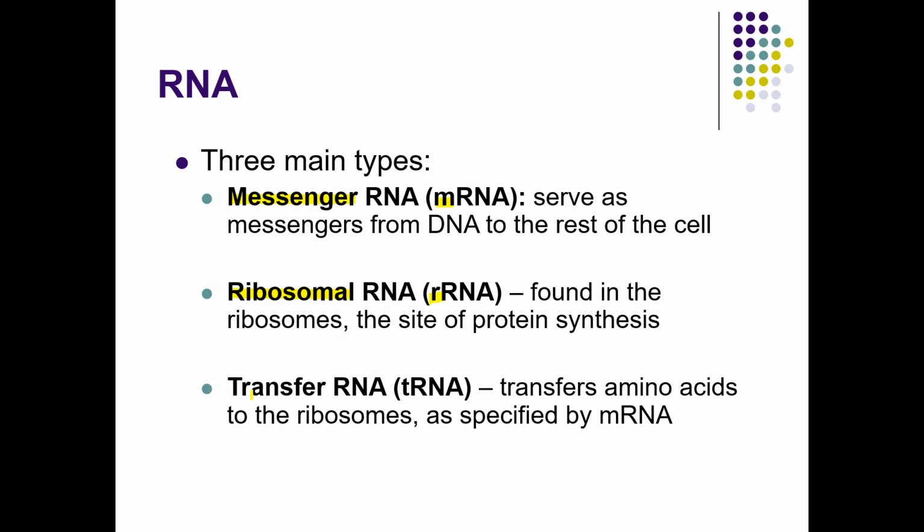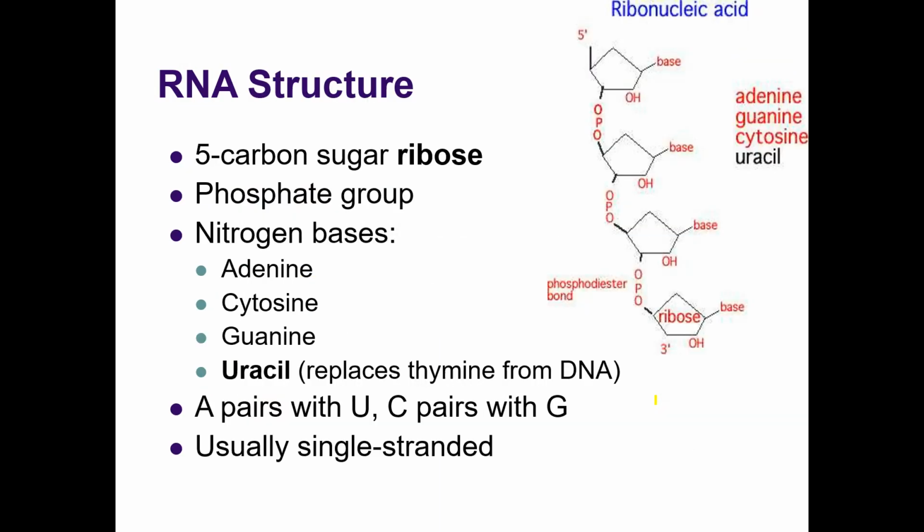Now the third type is transfer RNA, abbreviated tRNA, and like its name implies, it's going to be transferring something. It's specifically going to be amino acids. And this is going to be one of our major players in translation.